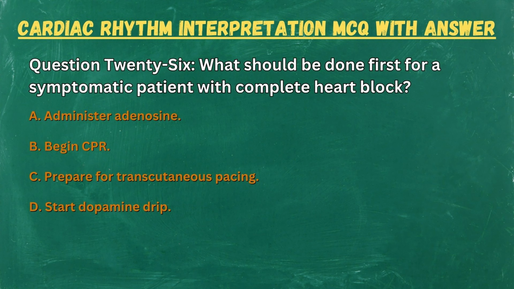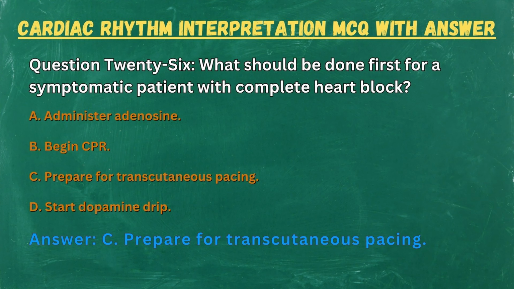Question 26. What should be done first for a symptomatic patient with complete heart block? A. Administer adenosine. B. Begin CPR. C. Prepare for transcutaneous pacing. D. Start dopamine drip. Answer. C. Prepare for transcutaneous pacing.